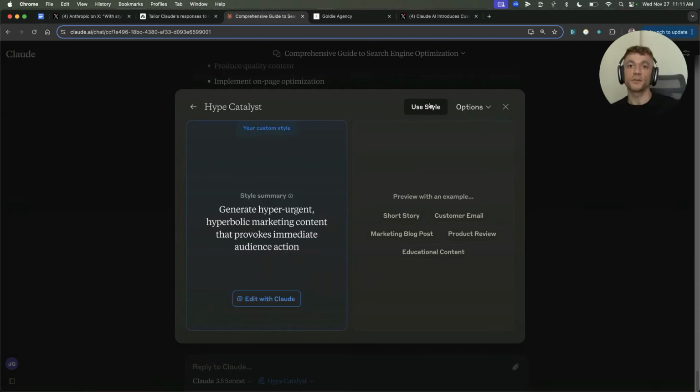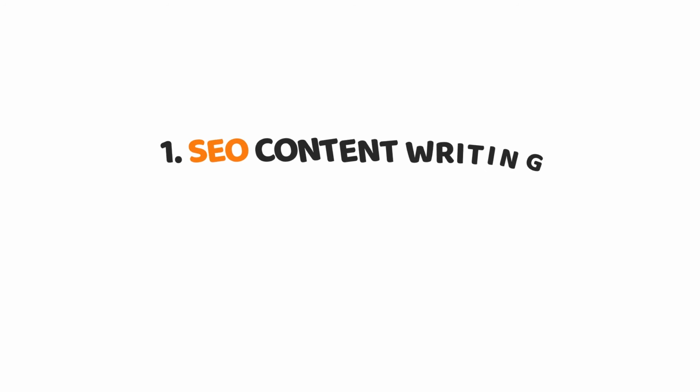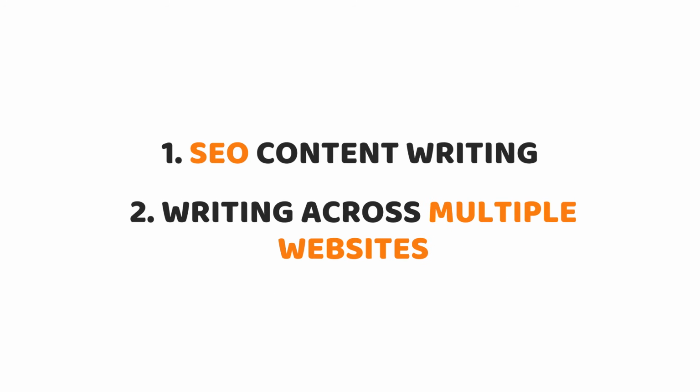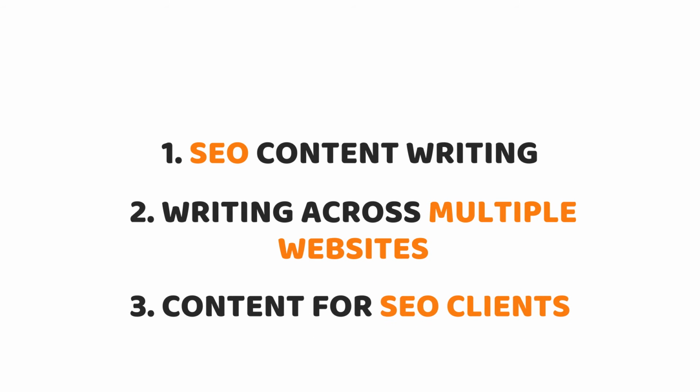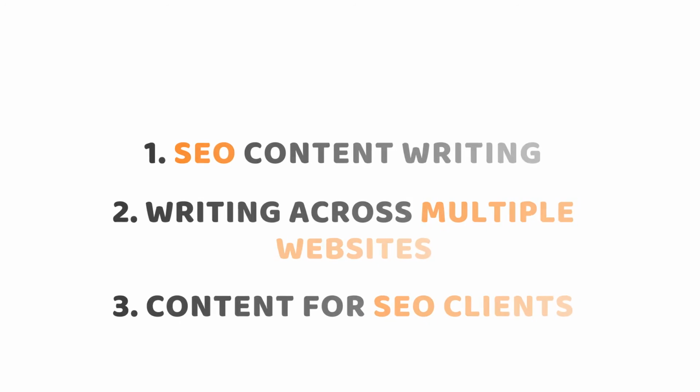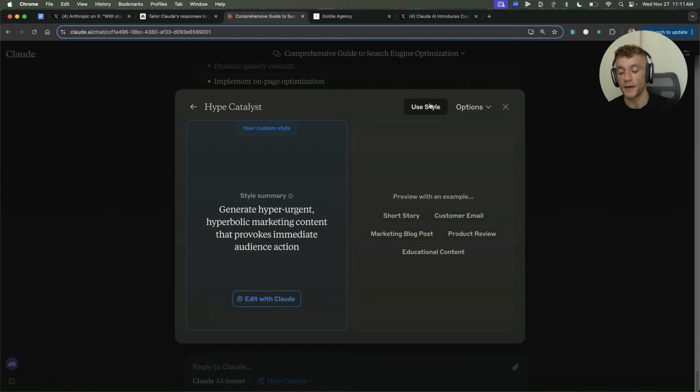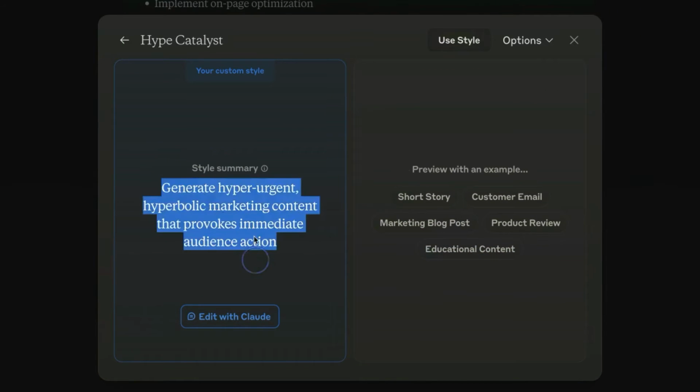Now, in terms of use cases, what would you use this for? Well, number one, SEO content writing. Number two, writing across multiple websites. Number three, if you have SEO clients and you're generating content for them, then you can do this for multiple clients. Additionally, switching across platforms, right? So for example, the style that I write in on Twitter or on YouTube community or on email, they're all totally different because you kind of match the style of the content you produce to the platform and what works on that platform.